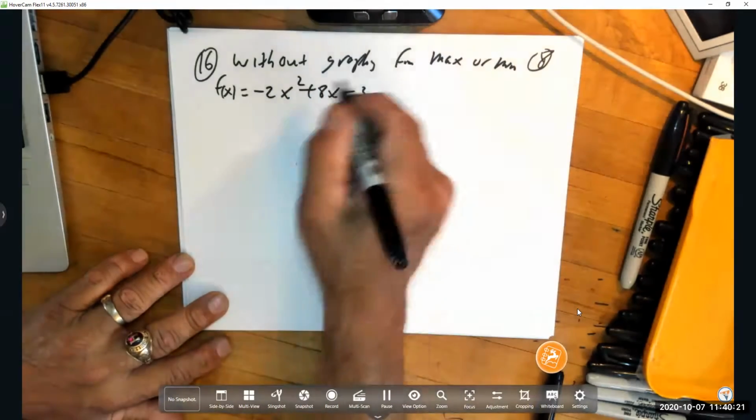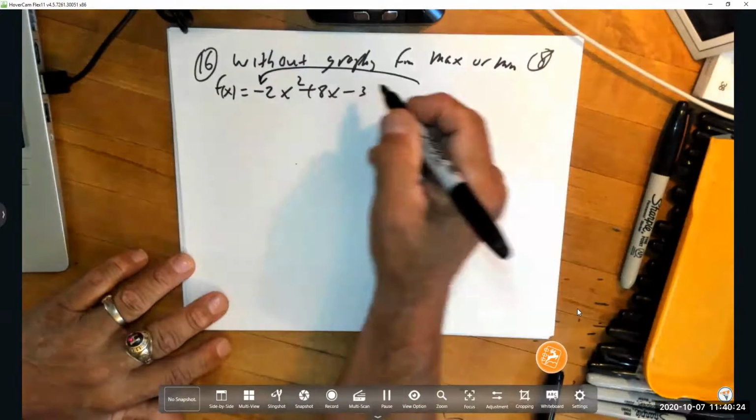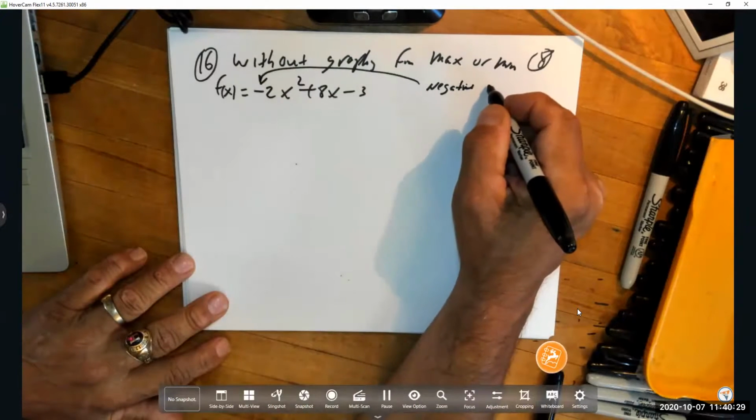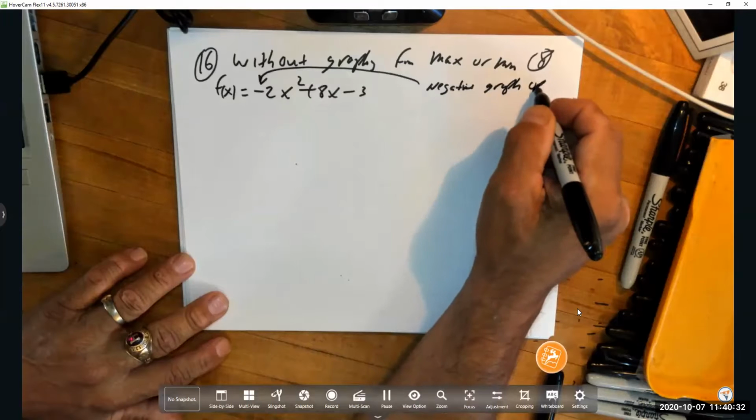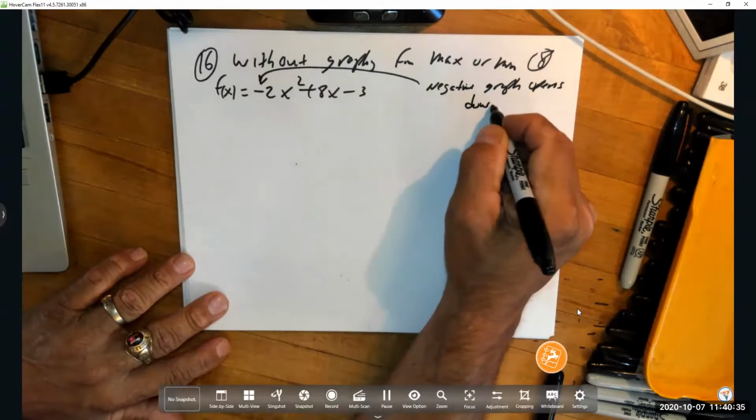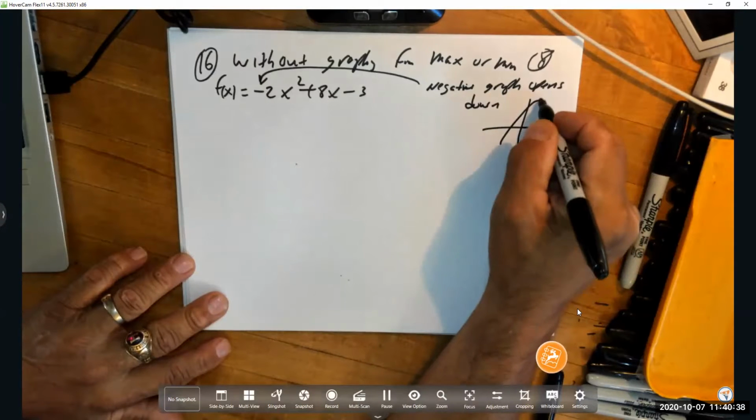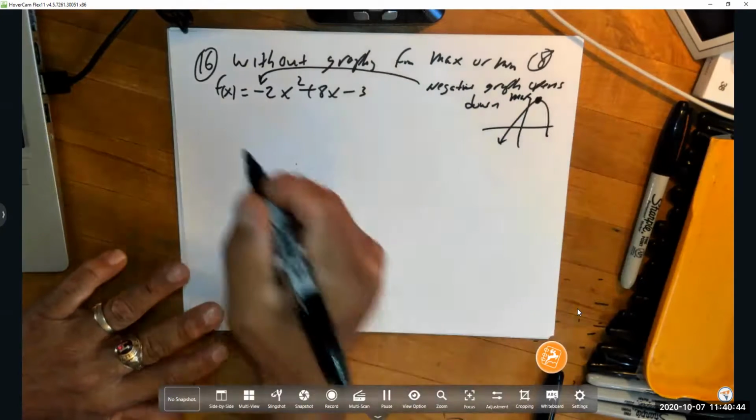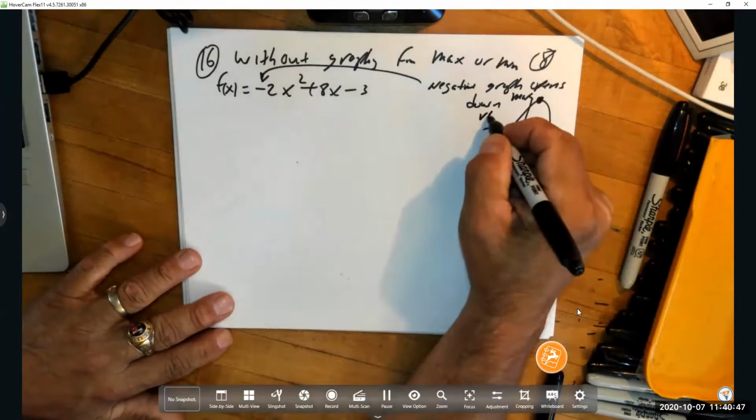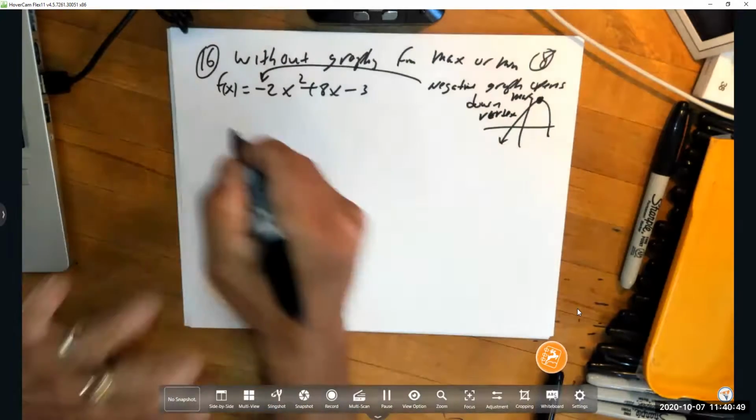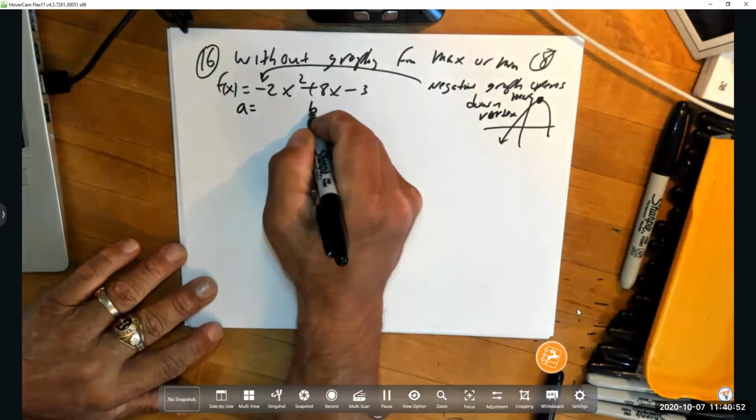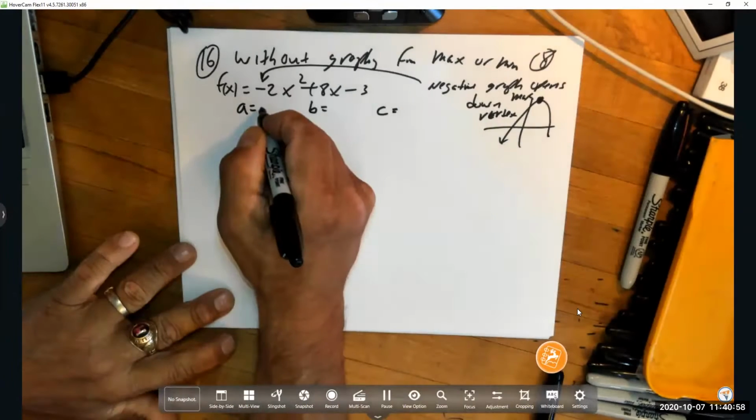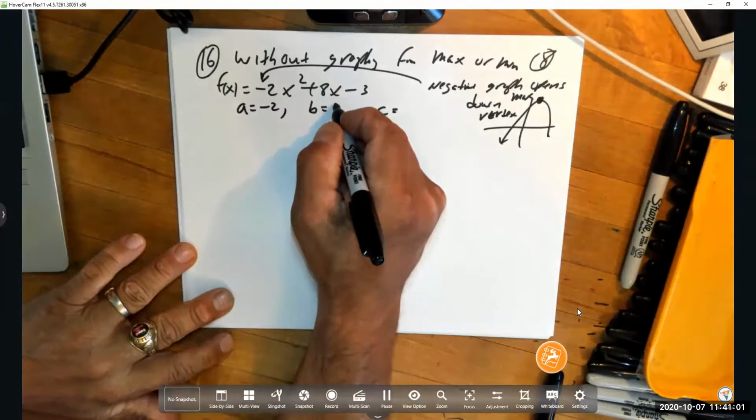All right. If you look at the first number right here, is that a negative number? Yes, negative. The graph opens down. That means the graph looks like this. So that means that right here you have something called a max, and this is also called the vertex. All right, so before I do anything, A, B, C. What is A? -2. What is B? -8.